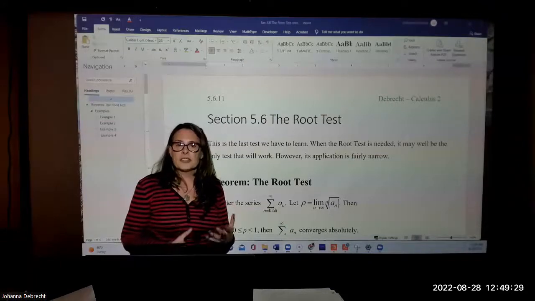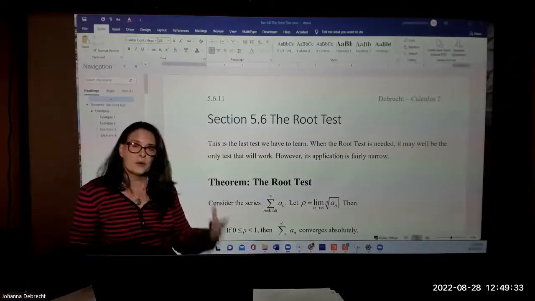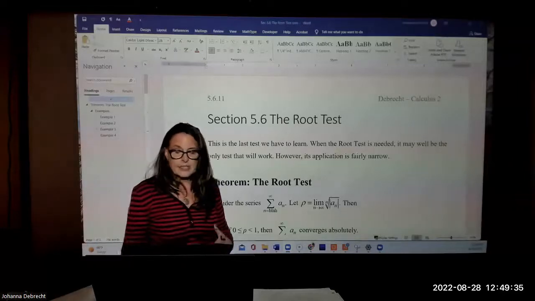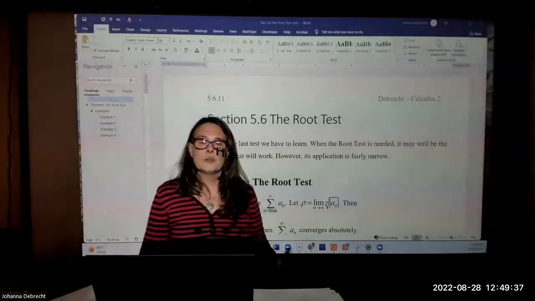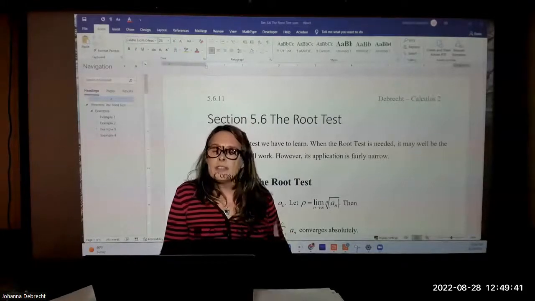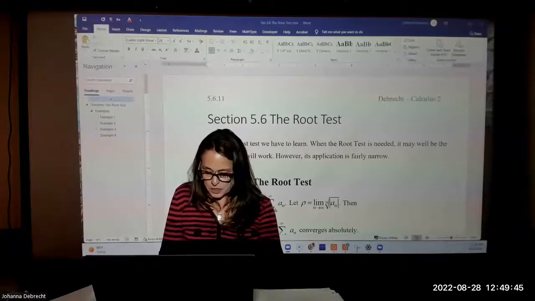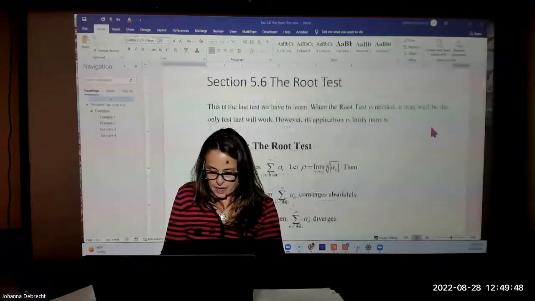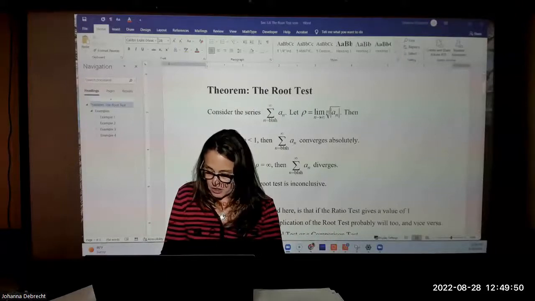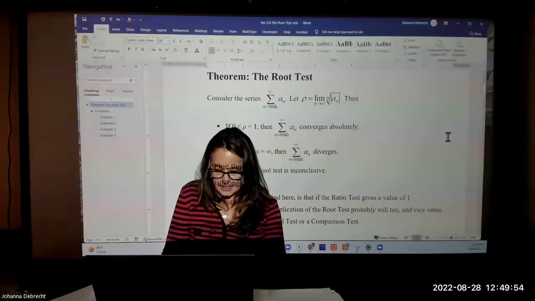So the two tests that start with R, you're looking for rho again. We saw that again when we were looking for the limit comparison test. And we'll see that the conclusions for the ratio test and the root test are the same. They're not the same as the conclusions for the limit comparison test. So you want to be sure that you know which test you're applying and what the conditions are. Let's take a look now at what the root test says.